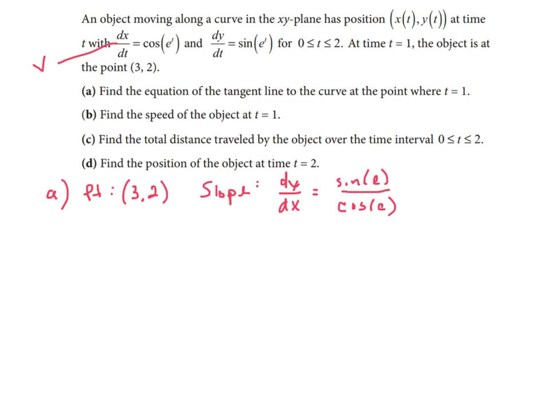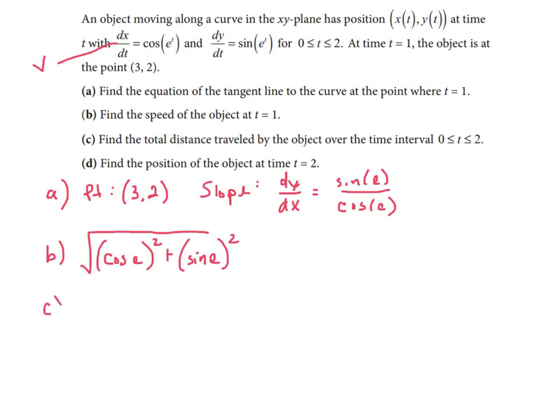Okay. The speed of the object. Well, remember, speed is the magnitude of velocity. So we take each part of the velocity vector, squared. At time 1, we already have velocity. So we have dx/dt squared, so we'd have the cosine of e squared and the sine of e squared. And that would be our speed. So if we type that in.